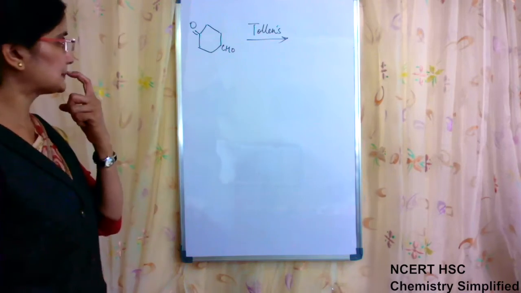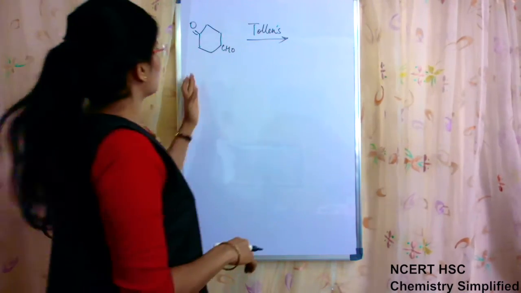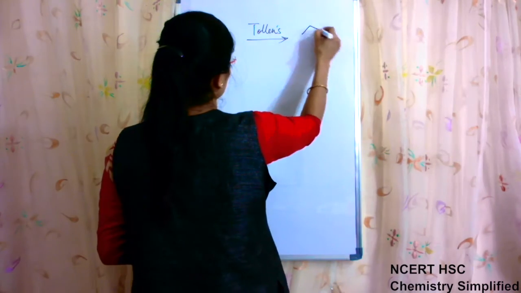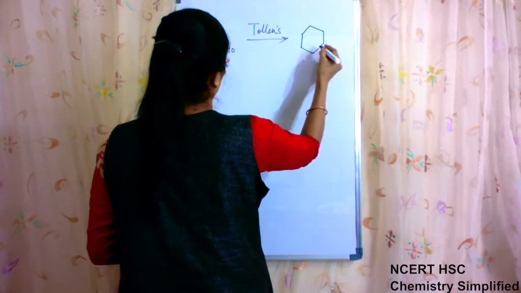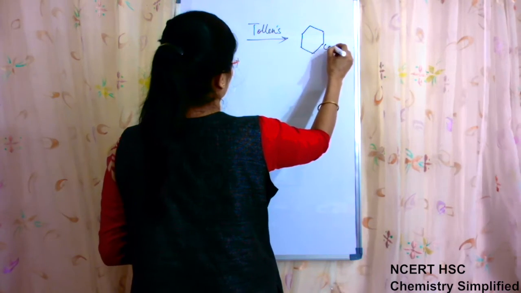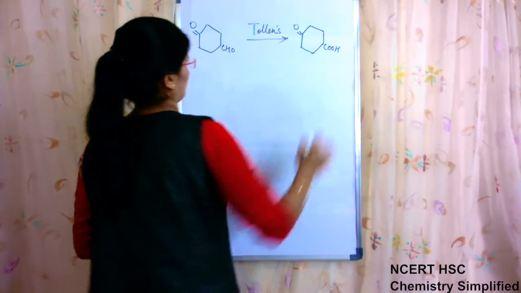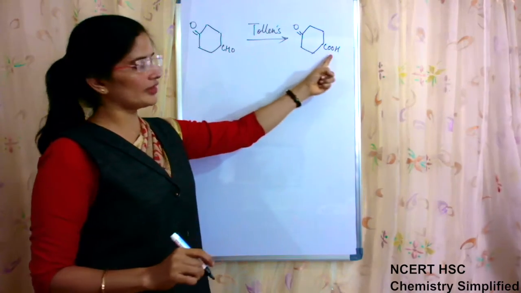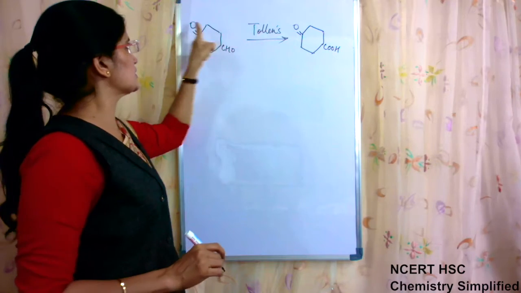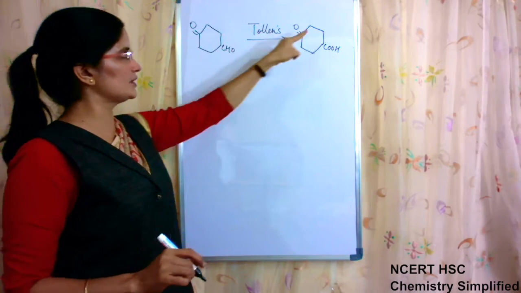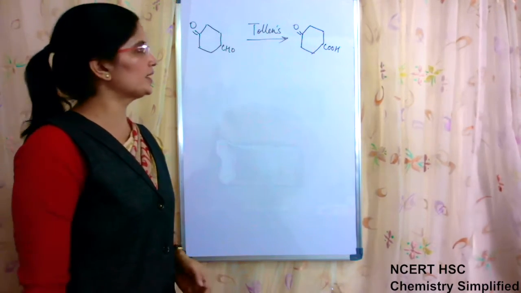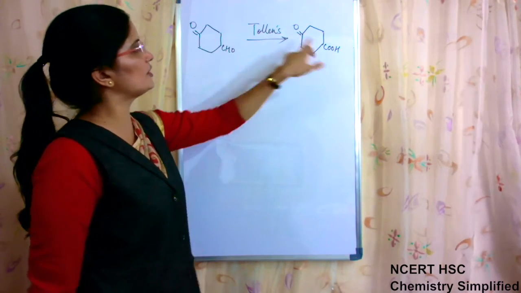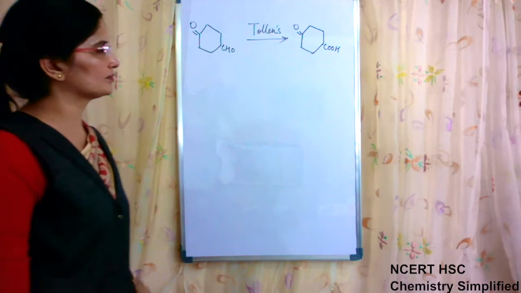Then Tollens. It's written here Tollens reagent. Now what is the expected product of this reaction? The aldehyde group is converted into acid, but Tollens reagent does not affect the keto group present in the chain, or we know that it does not affect ketones. So keto group will remain as it is, but aldehyde will be converted into acid. Okay.